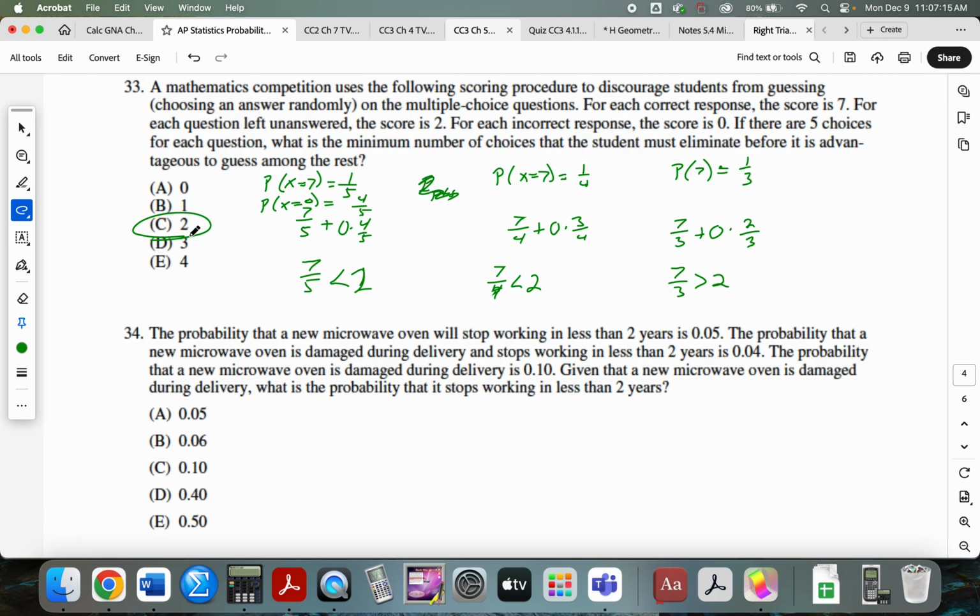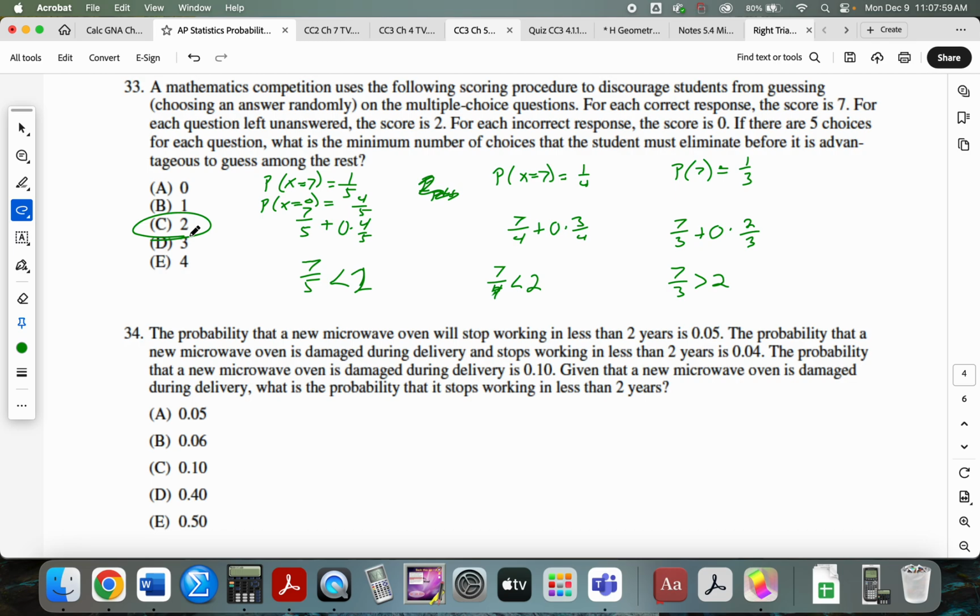The question asks, how many choices do you have to eliminate before it becomes advantageous? Well, it's advantageous to guess if your expected number of points is better than the 2. And why add the 0 times? Because what if you got 1 point for every one you got wrong? Then that would change things. That's why I included it in the calculation, because it's possible, which is kind of weird.